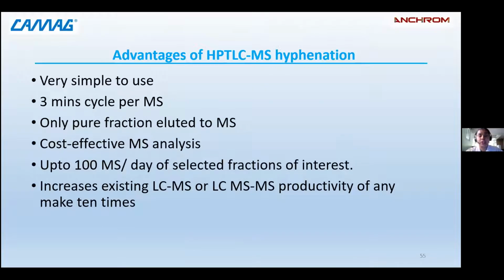Then the advantage of HPTLC-MS hyphenation is that it is very simple to use. Only 3 minutes is required. Only the pure spectra is taken and eluted. Cost effective MS analysis can be done. You can do 100 mass analyses per day for the selected fractions of interest. It increases the LCMS productivity.